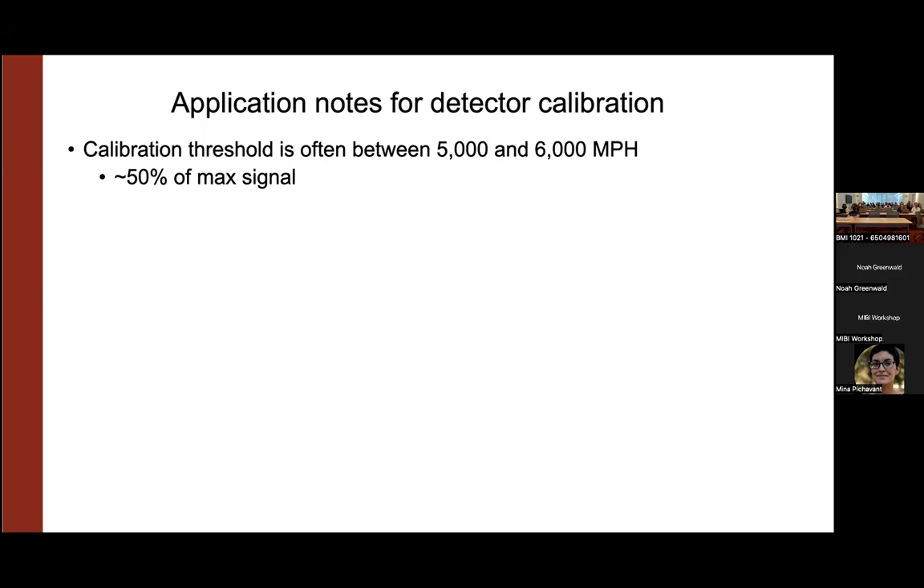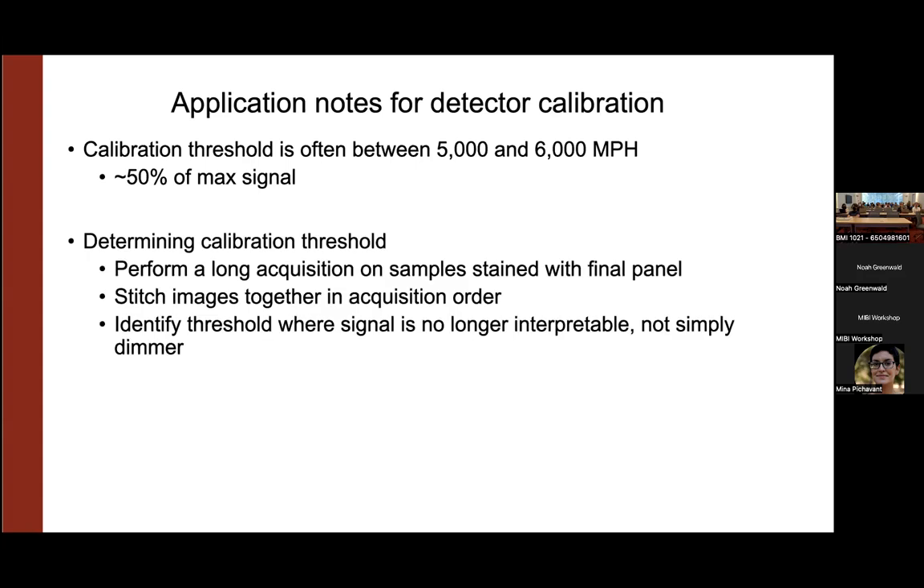In our experience, an MPH between 5,000 and 6,000 usually is the lower limit of where you want to go before retuning the detector. And that's because this corresponds to about 50% of the max. And in our hands, if you're in the 50% to 100% range, the signals look dimmer, but you're not actually losing anything. Once you go below 50%, you start to actually lose signal, and then you can't adjust for that later. The way that we figure out the specific threshold for where to have your cutoff point is with the following procedure.